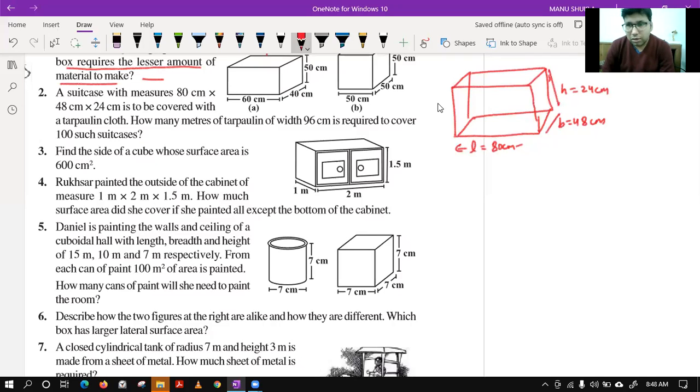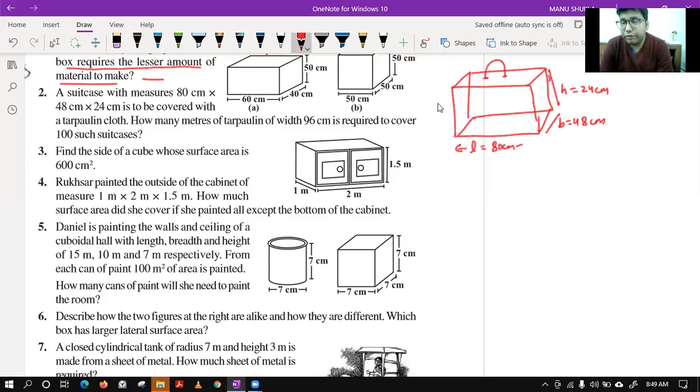First thing. Okay, Shaurya has given the answer. Fine. Shaurya is saying the cuboid area was 4800 centimeter square and the cube was 15,000. Okay, that means the cube was taking more. Fine. Now they are saying, okay, this is the thing. How many meters of tarpaulin of width 96 is required to cover 100 such suitcases?